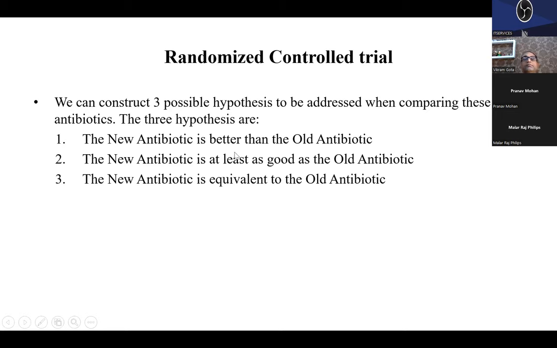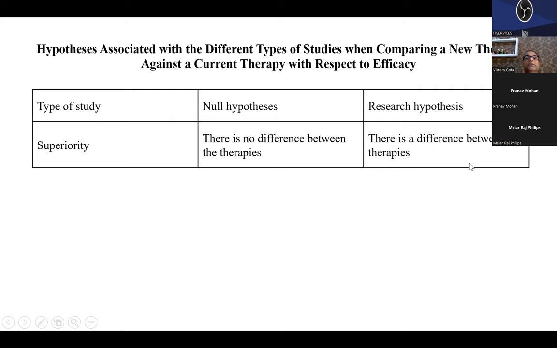That actually describes each of the different trial designs that we are going to adopt. In the first one, we are going to adopt a superiority trial design. In the second instance, we are going to adopt a non-inferiority design. And in the third one, we are going to adopt an equivalence design. Now it is important to pay some attention to the hypothesis of each of these different trial types. Let us see what the null hypothesis and the alternate hypothesis of a superiority trial are.